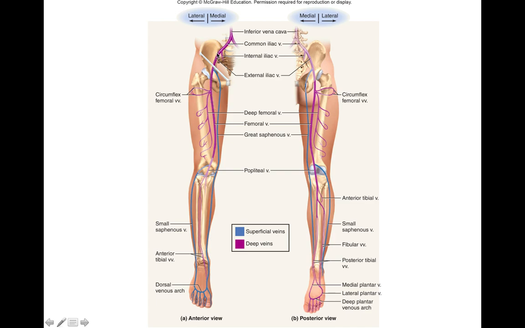We follow that back up, and it becomes the external iliac, and the internal iliac feeds into it to become the common iliac. So again, right above this branch, you've got external iliac vein here, internal iliac vein here, and when they come together, that's where your common iliac vein will start. And then both right and left common iliac veins will feed into the inferior vena cava.